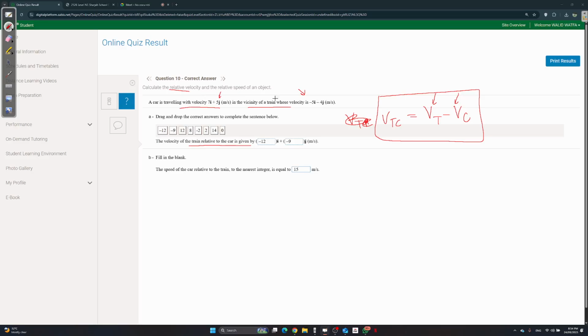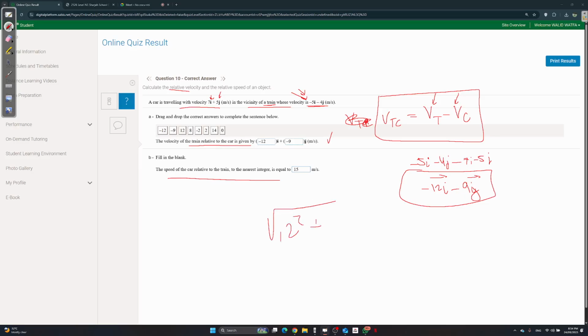What's V train? Negative 5i minus 4j, minus V car, 7i plus 5j. You know why it's minus minus, yeah? Because I distributed the negative inside here. Negative 5i minus 7i is negative 12i. Negative 4j minus 5j is negative 9j. Got it? Nice and easy. Then the speed of the car. How do you do this? And you should get 15.